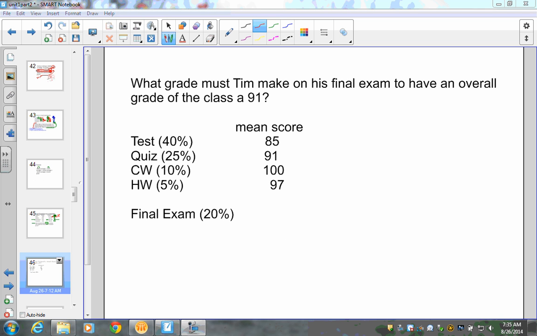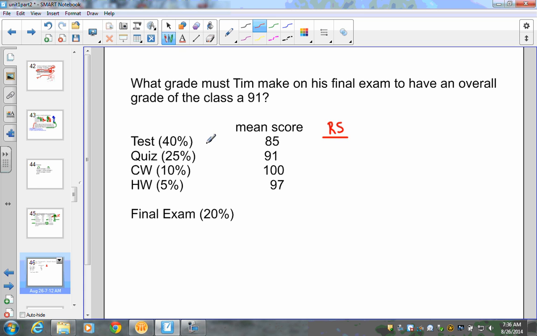Now, the last example we're going to use is answering this question. All we're going to do is answer this question. That is, what grade must Tim make on his final exam to have an overall grade in the class of 91? Now, this is something that teachers deal with a lot, especially around final exam time. So, in order to figure that out, once again, we have to find what I call the raw score.